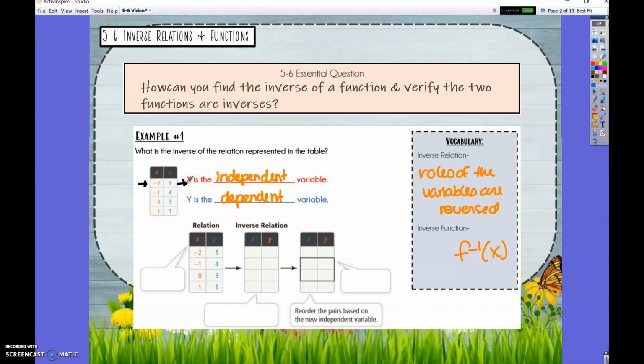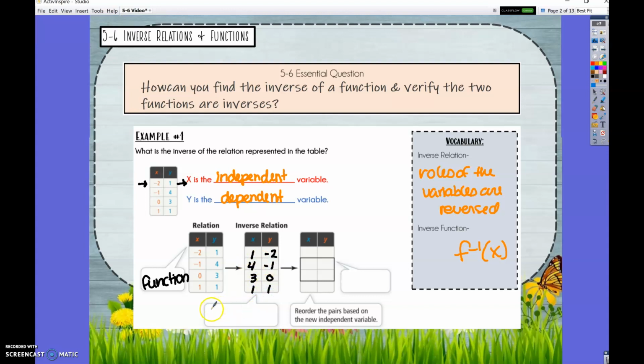So when they ask us on example 1, what is the inverse of the relation represented in the table, we look at all of our x, y values, and we can note that this is a function because each x value is different, and when we plug it in, we only get out one y value. When it comes to finding the inverse relation, note our vocabulary says that the roles of the variables are reversed. That means when you're doing this in a table, your variables are going to flip-flop. So instead of -2, 1, we're going to write x is the 1 now and y is the -2. Or here, 4 will be the x, y will be the -1, and so on.